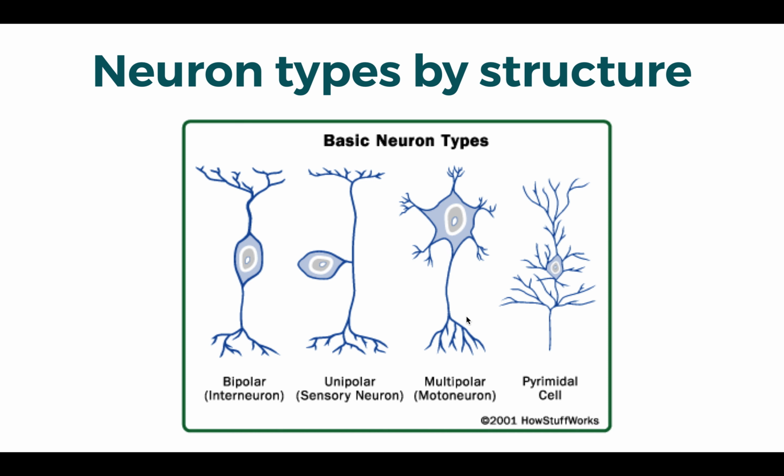You can have multipolar neurons, which can be motor neurons a lot of the time. Motoneuron is another word for motor neurons. There are multiple processes coming off of this, right? There are multiple points where the dendrites are attaching to the cell body. And then you can have these pyramidal cells, where you've got multiple processes coming off of the cell body that then branch into other processes as well.